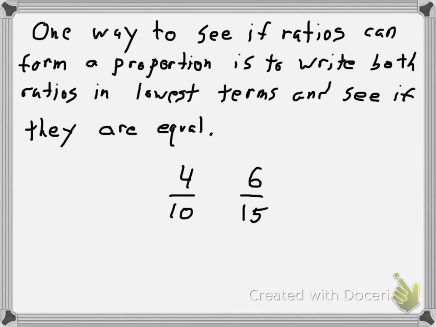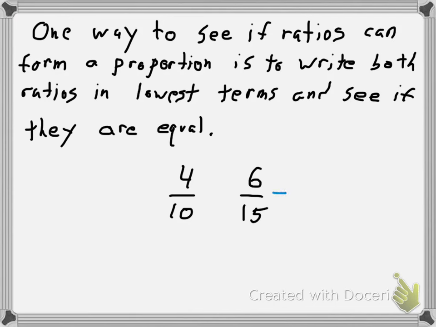Now, one way to see if ratios can form a proportion is to write both ratios in lowest terms and see if they are equal. So we can think of these ratios as fractions. And really, from this point on, anytime we're writing a ratio, it's going to be in the form of a fraction because that's going to be easiest for us to work with. So one way to check is to see what both of them look like in lowest terms. And if they're the same thing in lowest terms, then they can form a proportion.